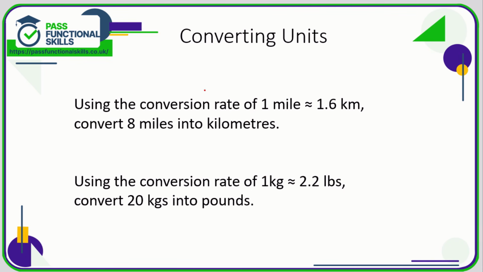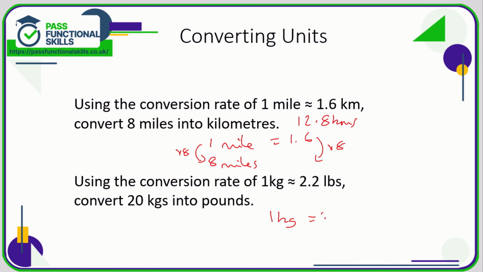So here we're converting from metric to imperial. So we know 1 mile is 1.6 kilometers, more or less, and we just want to convert 8 miles. So that's 8 times as many miles, so that's going to be 8 times as many kilometers. So it's simply 1.6 times 8, and that comes to 12.8 kilometers. If 1 kilo is approximately 2.2 pounds, and we want to convert 20 kilos, that's 20 times more than our conversion rate, so we need to multiply the 2.2 by 20 as well, and that comes to exactly 44 pounds.